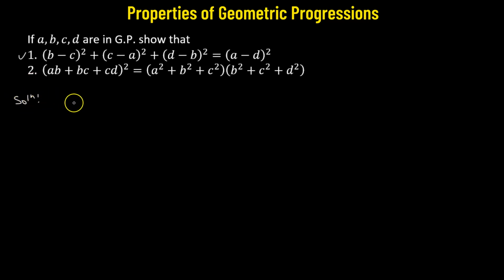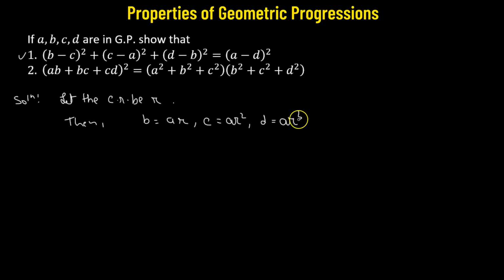So in number 1, before beginning, let the common ratio of the geometric progression be represented by the letter r in lower case. Then it follows that our second term, b, will be equal to the previous term, a, multiplied by r. And c will be equal to a times r squared, and d will be equal to a times r cubed.